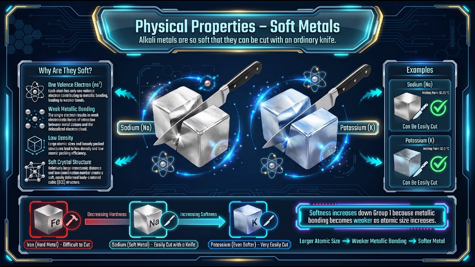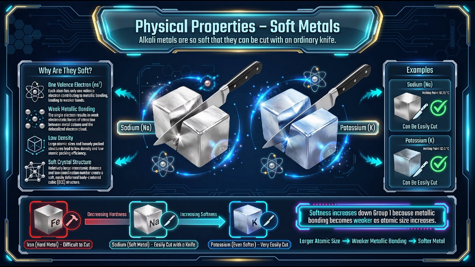The image also compares alkali metals with iron. Iron is shown as a hard metal that cannot be cut with an ordinary knife. This difference arises because iron has much stronger metallic bonding than sodium or potassium. Iron contributes more electrons to metallic bonding and has a much denser atomic structure, producing stronger attractions between atoms.